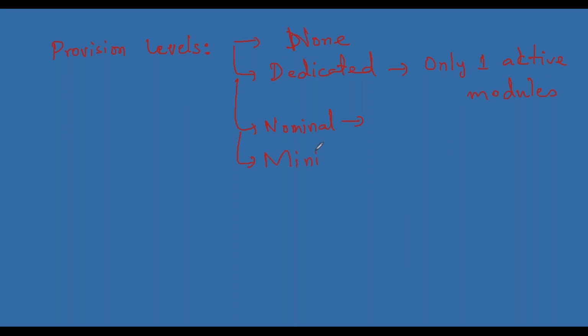And then you have minimum. In the case of minimum, it allocates the least amount of resources required for that module to be enabled, and at a later point in time, no additional resources are assigned to that module. When you want the maximum number of modules to be enabled, you might try this option. Otherwise, for best performance, if you are using only one module, you can keep it as dedicated. If you are using at least one or two or three modules, as a general practice, you can keep this as nominal.